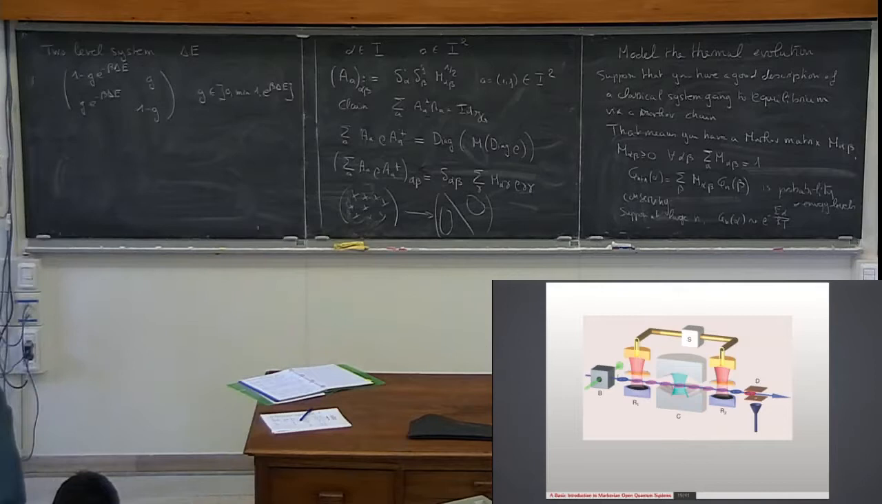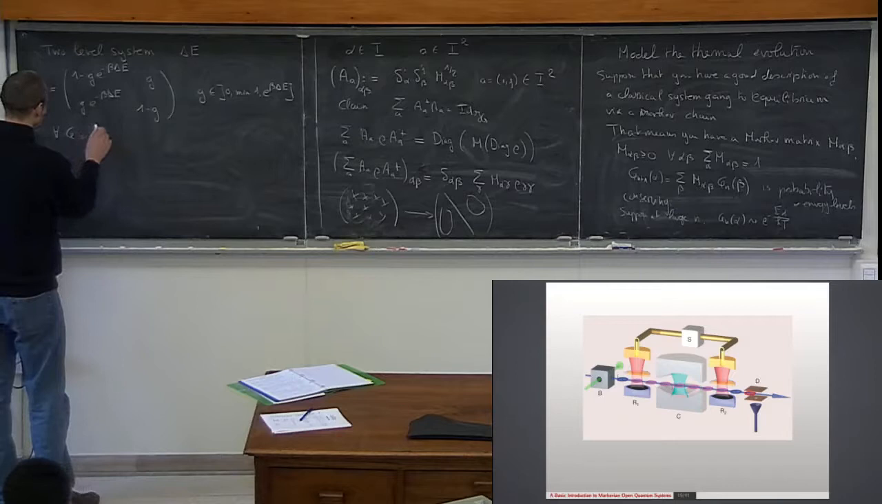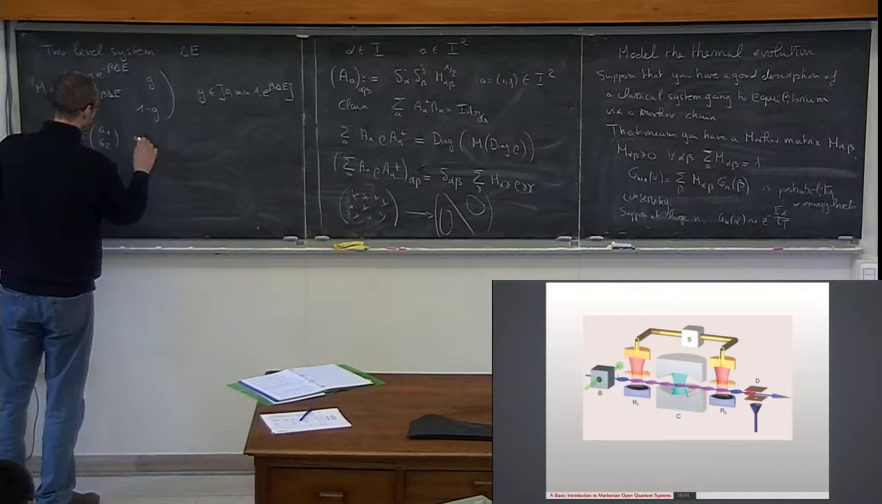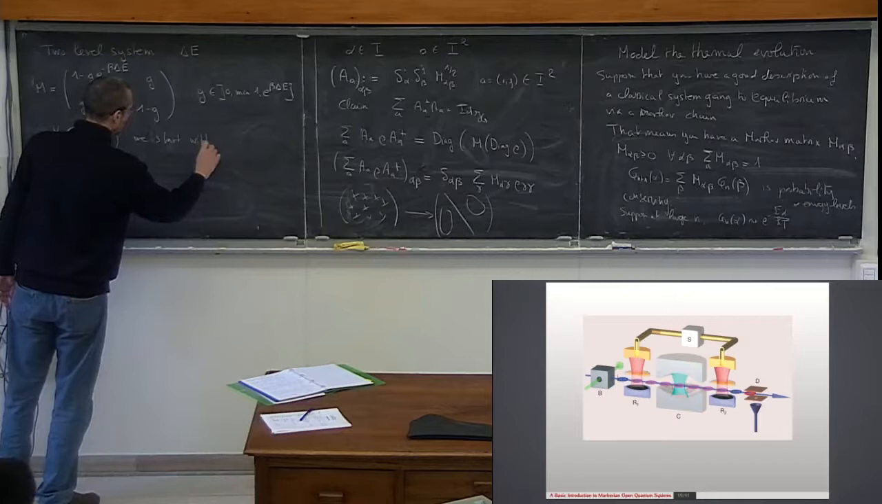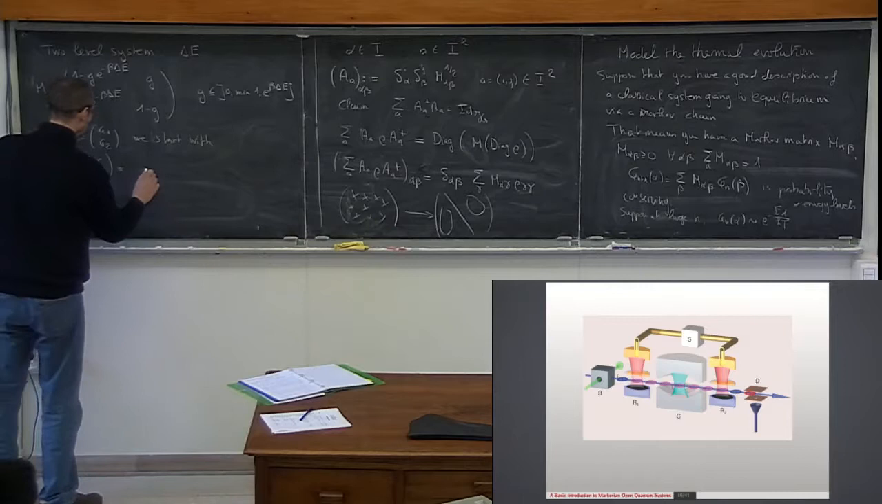So the claim is that if I take this as a matrix M, then whatever Q equal to Q1, Q2 I start with, M to the n applied to Q, when n goes to infinity, is simply the ratio.